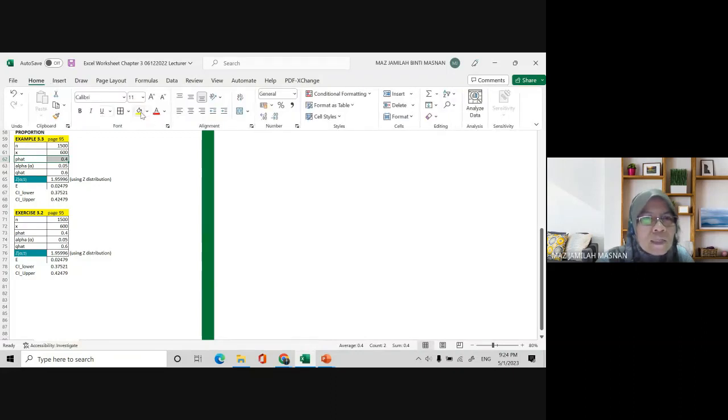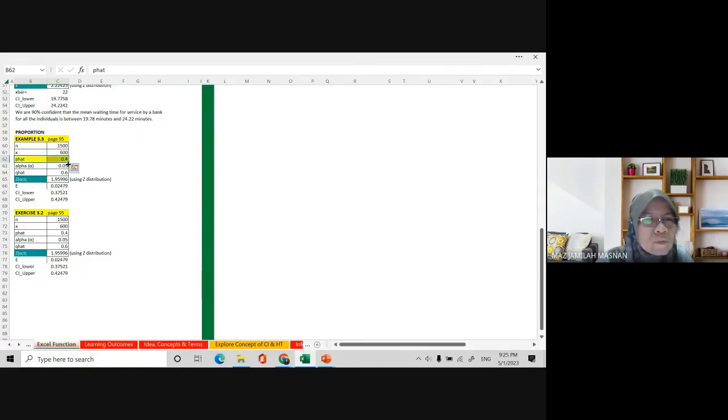So let's say I put it in yellow. This is the one that you should use. So here, how can I get the lower CI? I calculate again in the next cell, equal to P hat minus the E, so that I can get the lower CI. Enter. The upper CI should be P hat plus, so click plus E. Enter. So you get the upper CI. As simple as that. Okay?